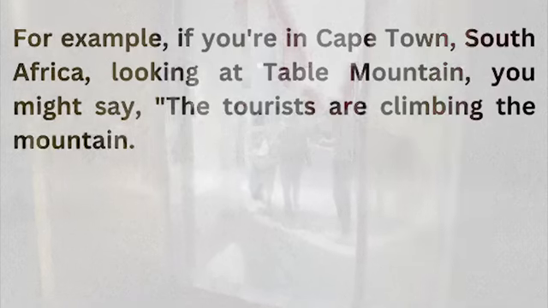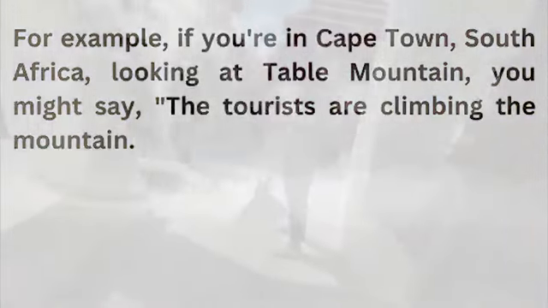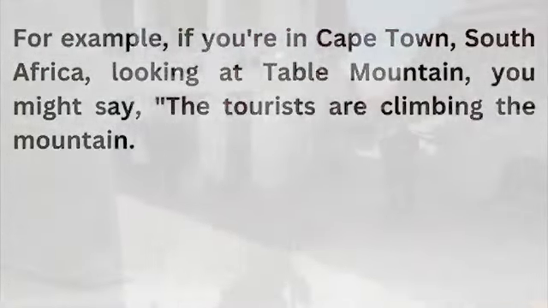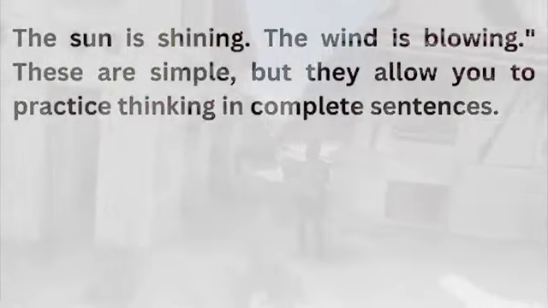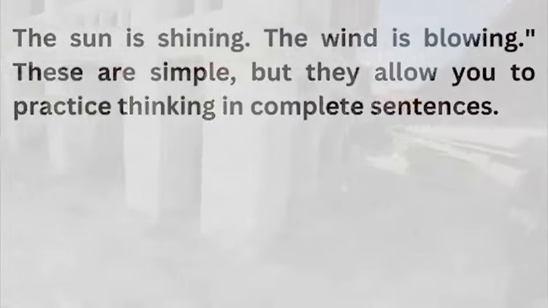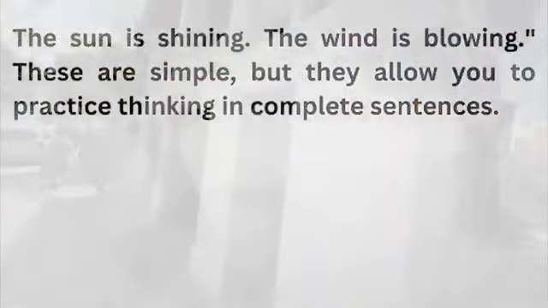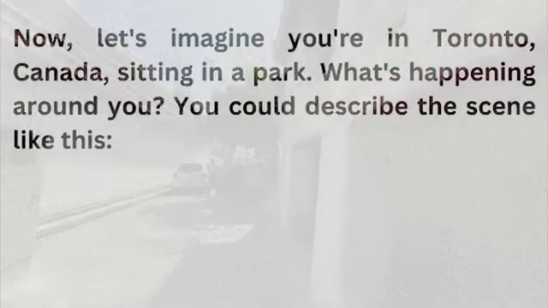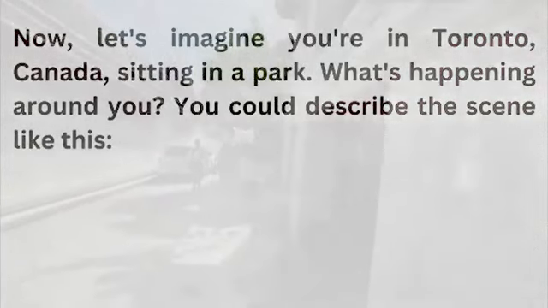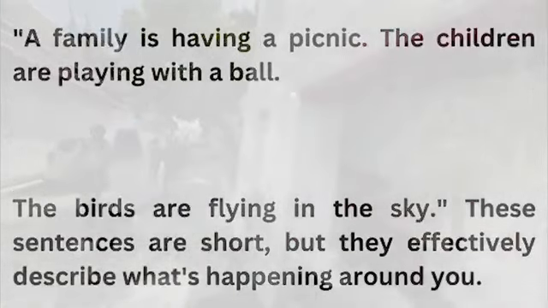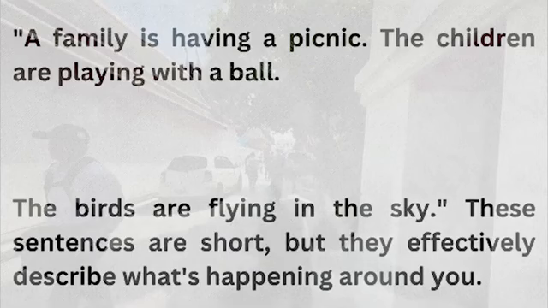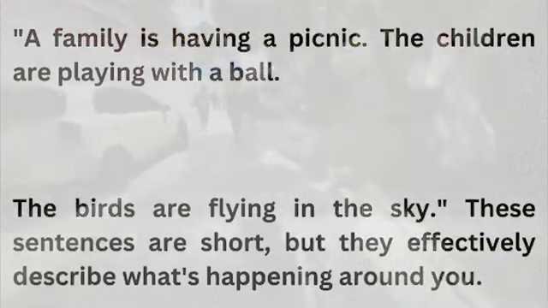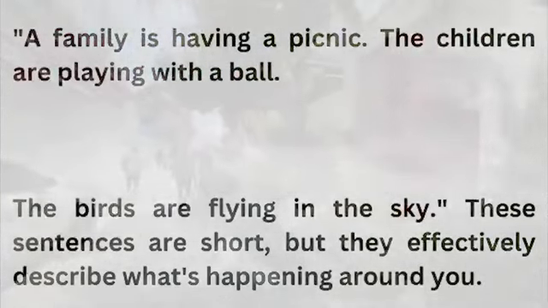For example, if you're in Cape Town, South Africa, looking at Table Mountain, you might say, "The tourists are climbing the mountain. The sun is shining. The wind is blowing." These are simple, but they allow you to practice thinking in complete sentences. Now let's imagine you're in Toronto, Canada, sitting in a park. What's happening around you? You could describe the scene like this: a family is having a picnic. The children are playing with a ball. The birds are flying in the sky. These sentences are short, but they effectively describe what's happening around you.